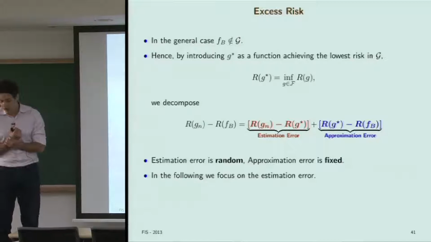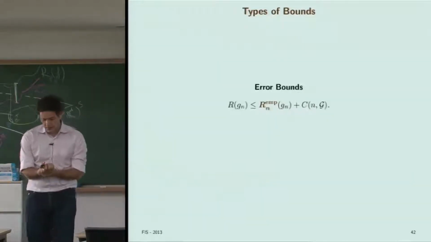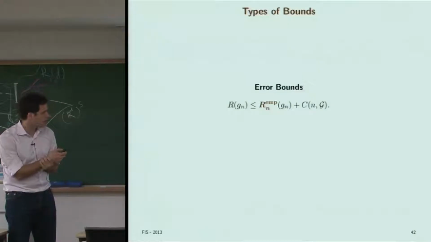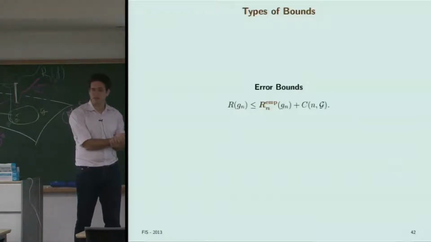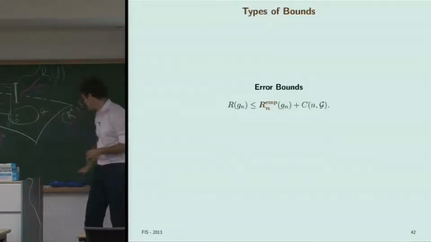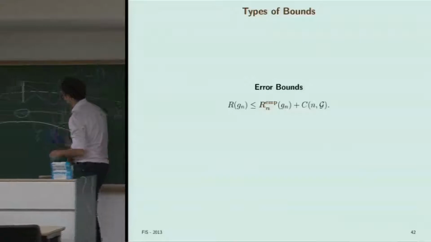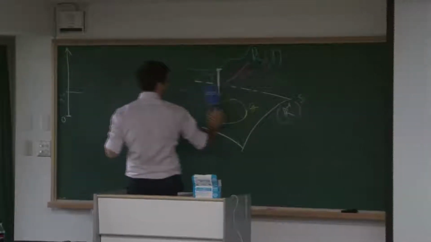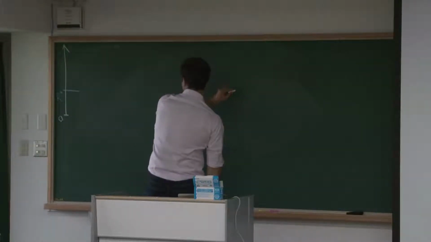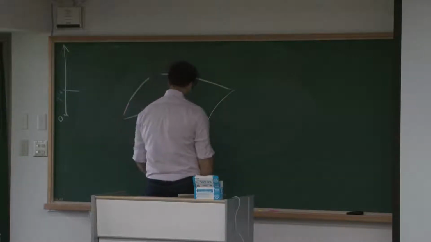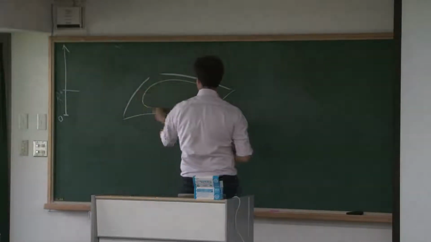So what do we call error bounds? An error bound is basically to say that the real error of Gn, we can prove that it's below the empirical error of Gn plus some value here. It's not necessarily intuitive at first, but it's really, really important. Again, here I have my class of function G.